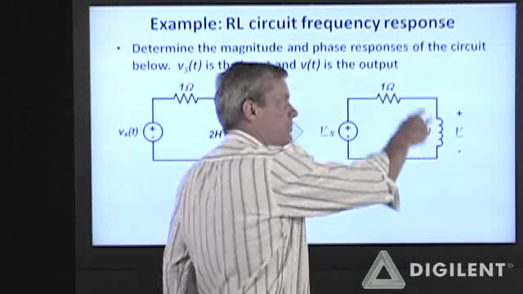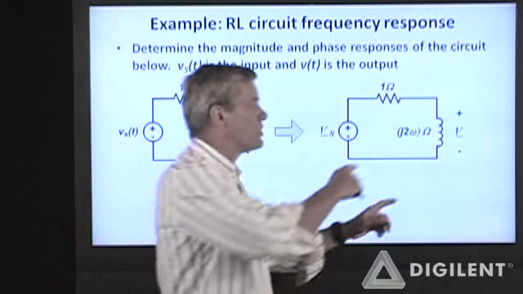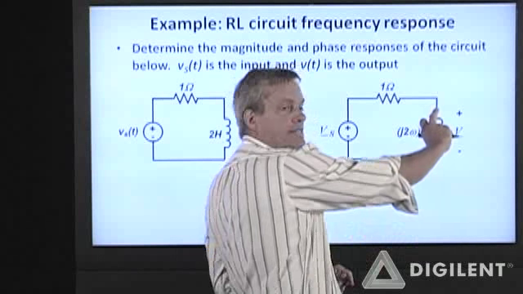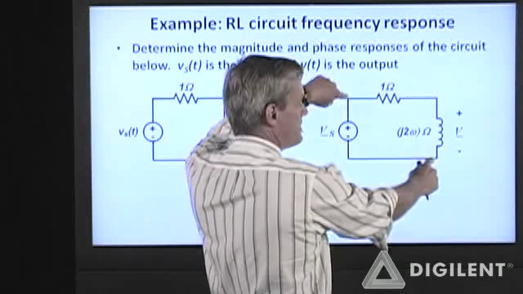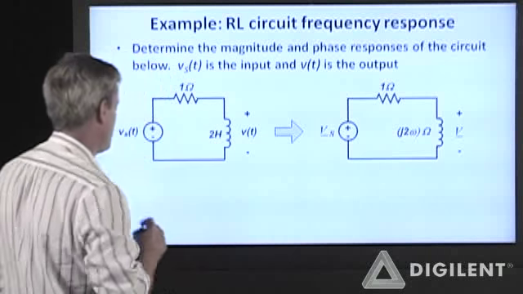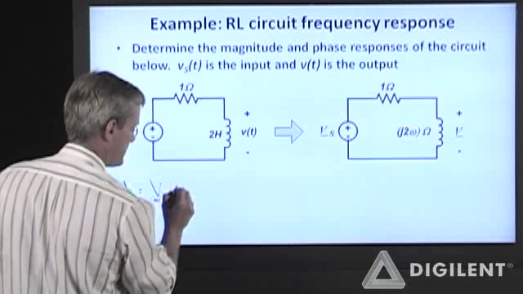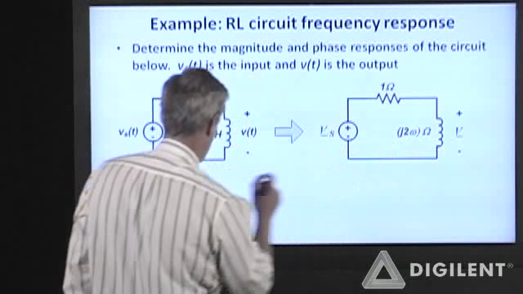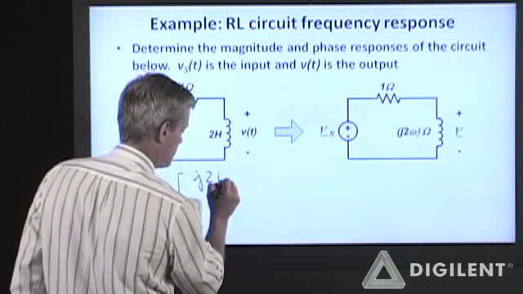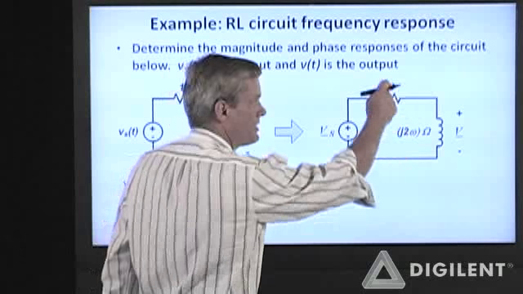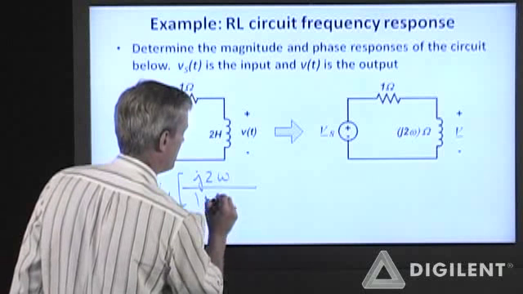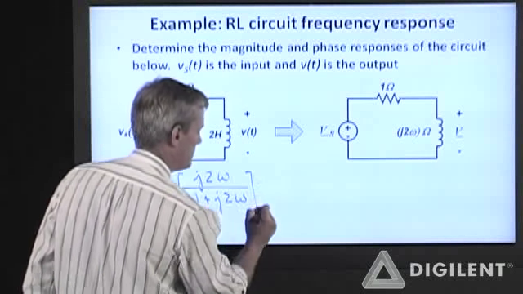This now, again, looks like a simple voltage divider. So my output voltage phasor is this impedance over the sum of these impedances times my input voltage phasor. So V as a phasor is V sub S as a phasor times this impedance, which is J2 omega, over the sum of these impedances, which is 1 plus J2 omega.